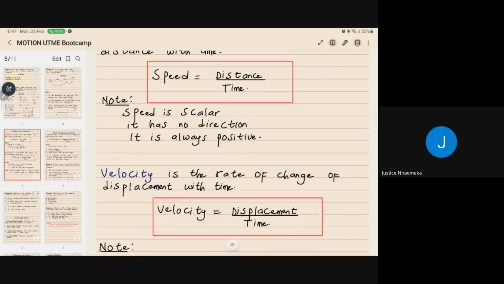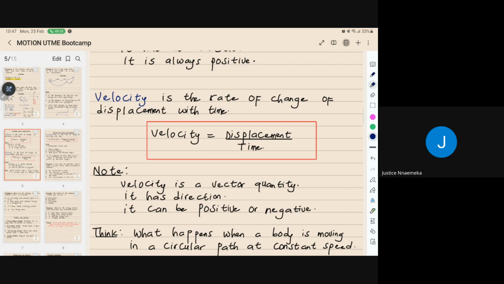So the next key point here is your velocity. Velocity is the rate of change of displacement with time, right? So this time around, velocity is a vector quantity. It has direction. It can be positive or negative because you account for the direction, just like your displacement. But your speed is not a vector quantity, and you do not account for the direction, as the case might be. So velocity can be positive or negative.